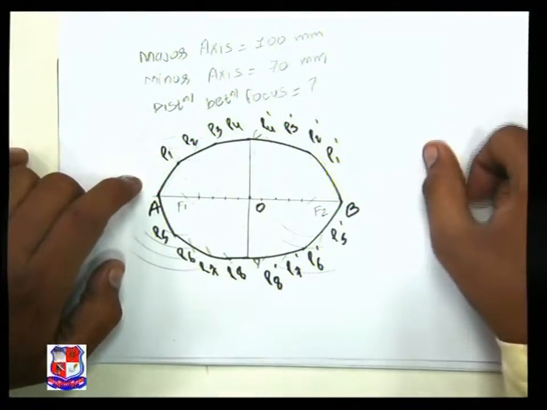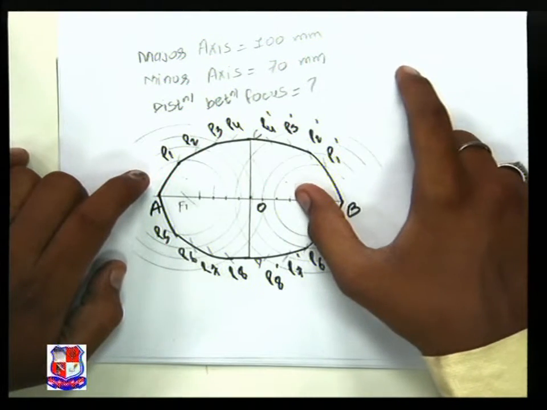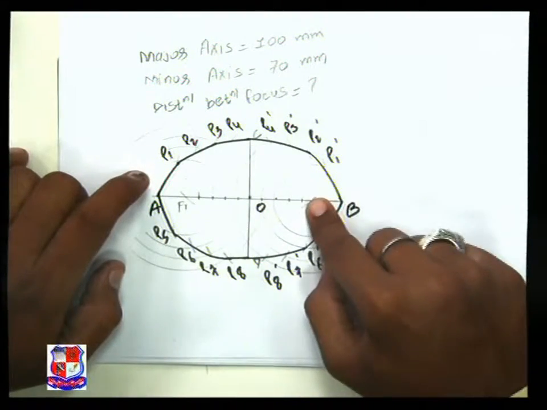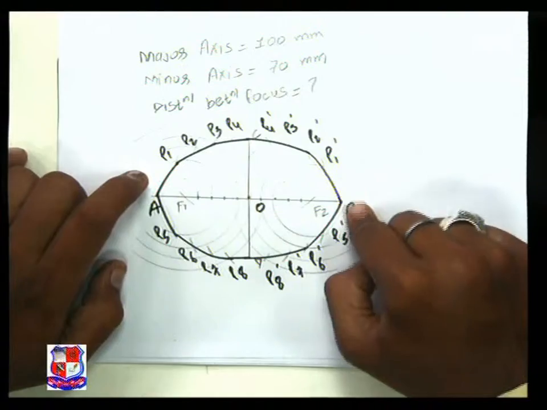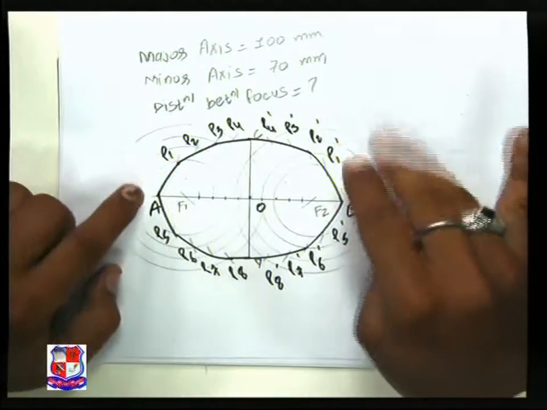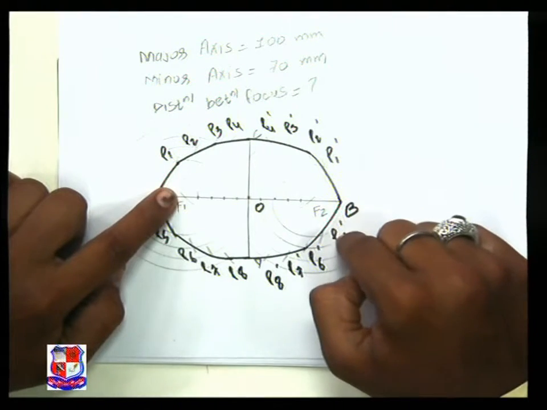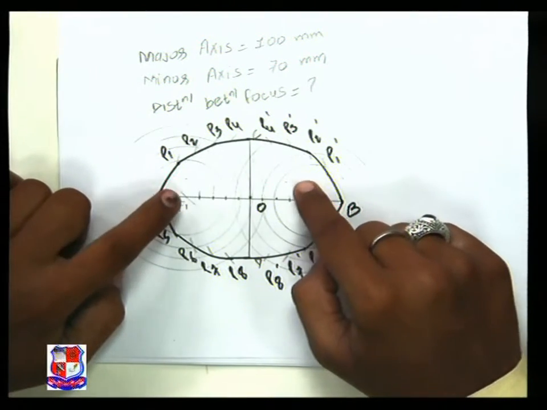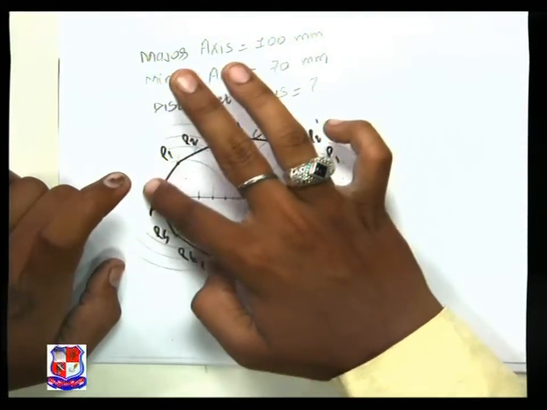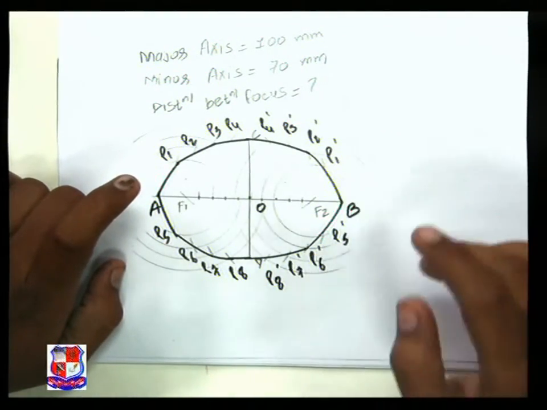On the other side, B21 dash as radius, F2 as center, draw a semicircular arc. Similarly for all 4 points. Again on the same side, A21 as radius, F1 as center, intersecting arc, A22 as radius, F1 as center, intersecting arc. We have got the intersections. We just need to join them with the French curve or by freehand.